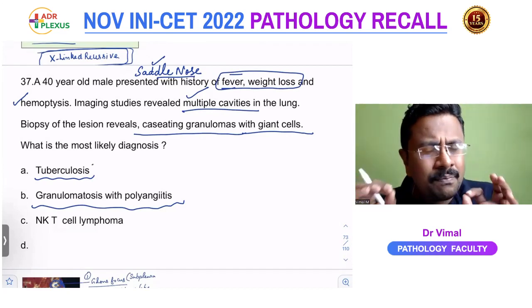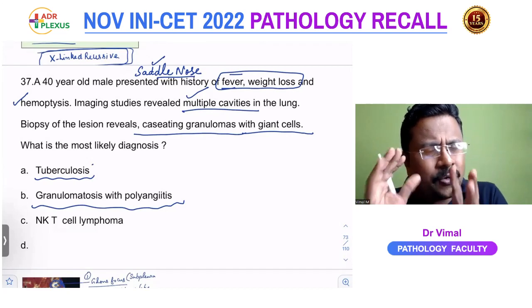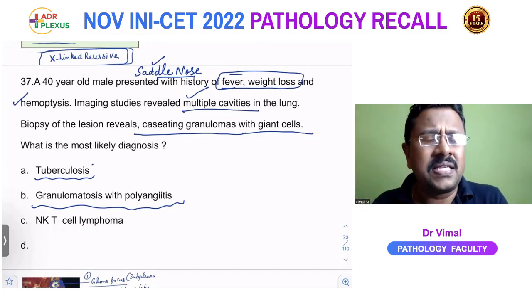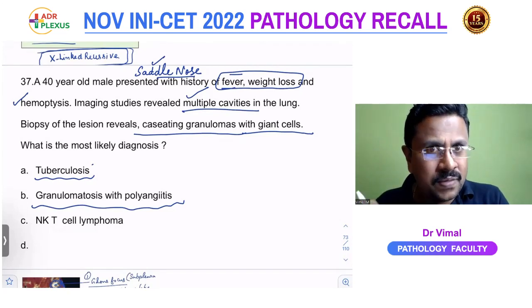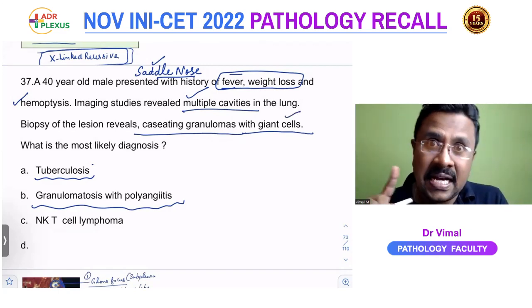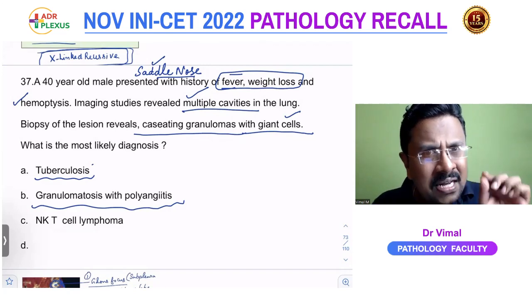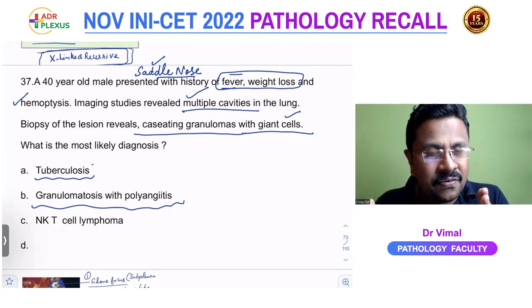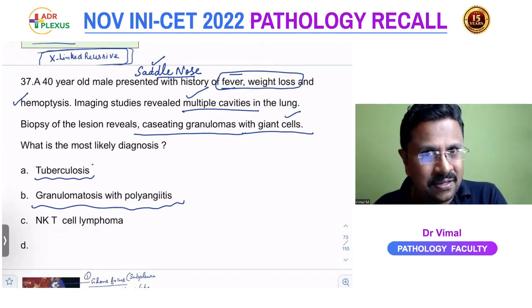But the most important thing to help you arrive at the diagnosis is caseating granulomas with giant cells. Usually, only tuberculosis will have caseating granulomas. In Wegener's, classically you will see non-caseating granuloma; caseous necrosis usually will not be seen in Wegener's. Giant cells can be seen in both Wegener's as well as tuberculosis. So with the word caseation and also the symptoms of fever and weight loss, it is more in favor of tuberculosis rather than Wegener's here.